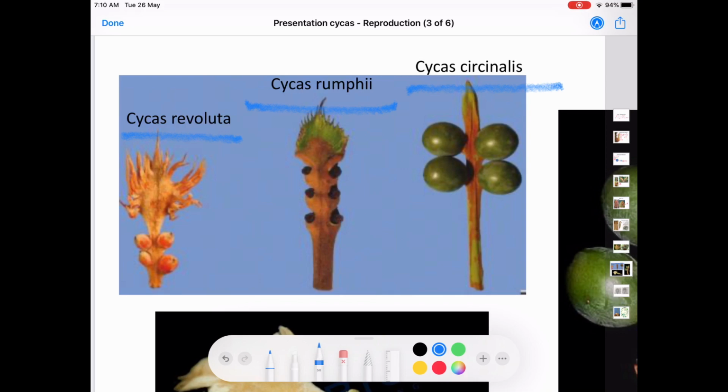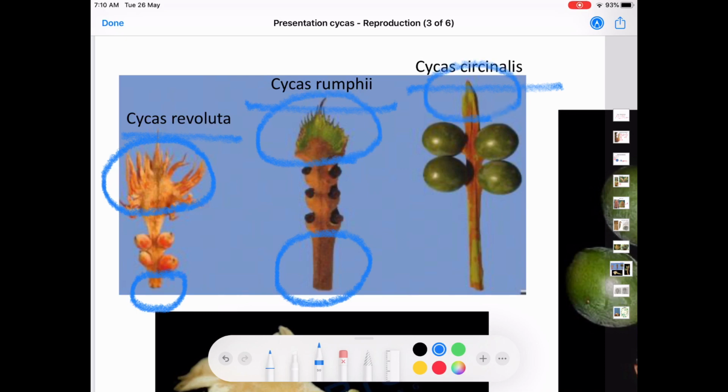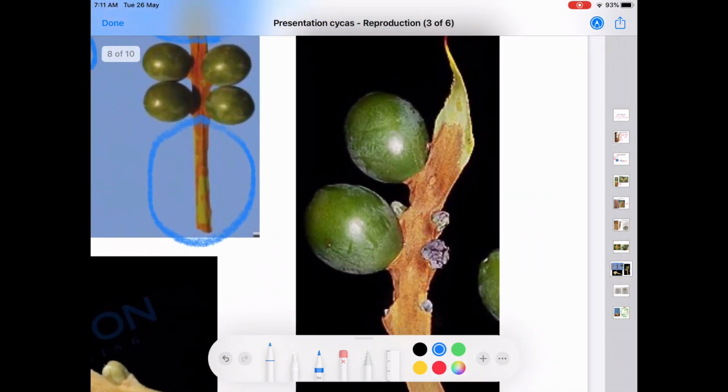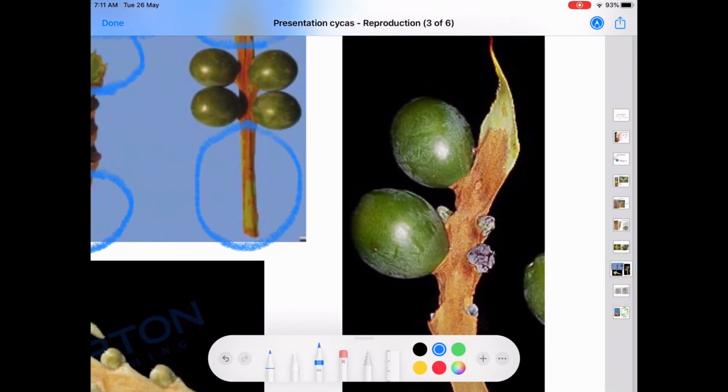And all the megasporophylls will be carrying an apical sterile portion and a lower small sterile stalk. Here also a stalk and an apical portion. See this. This apical portion is known as apophysis. And the megasporangium is arranged on the fertile region of the megasporophyll.